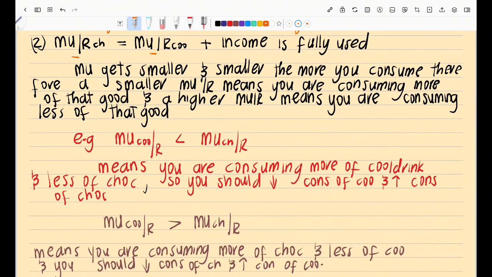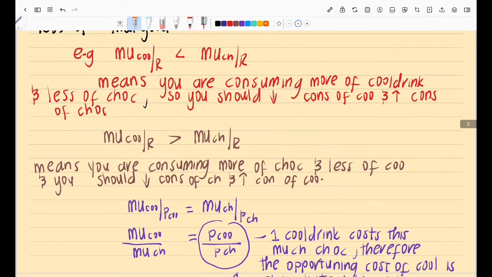We talked about the point where they are equated, but I just want you guys to understand the points where they are not equated, and they love being in this question. So where the marginal utility for cold drink per rand is less, right? So let's use a highlighter. Where the marginal utility for cold drink per rand is less than the marginal utility for chocolates per rand, what does that mean, right? So I don't want you to cram this. I want you to think about it.